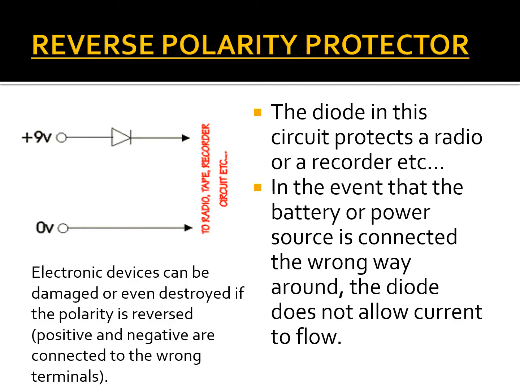So they are used, like I said, to protect circuits. It will protect the circuit in a radio recorder, etc. In the event that the battery or power source is connected the wrong way, the diode does not allow current to flow backwards. Therefore, it protects the electronics. As you can see in the drawing on the upper left, I have a 9-volt going through the diode, but if it tried to go back the other way, the current would not flow, so it would protect the electronics.